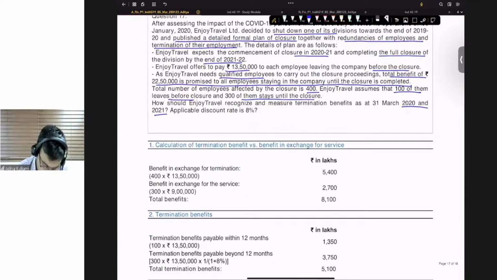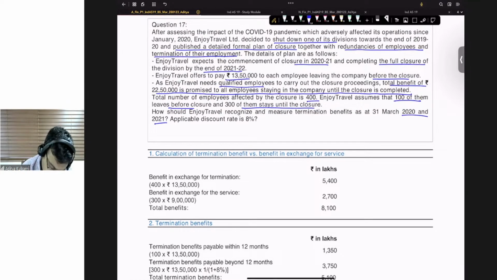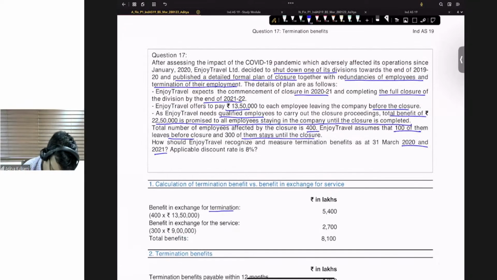Okay. First thing, what is the value of the termination benefit? See, benefit in exchange for termination. What are you thinking? Look, 400 employees, please pay attention. 400 employees are affected. That means all 400 are going to get 13,50,000.